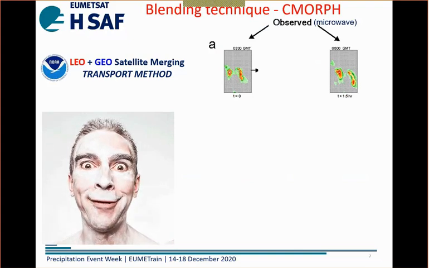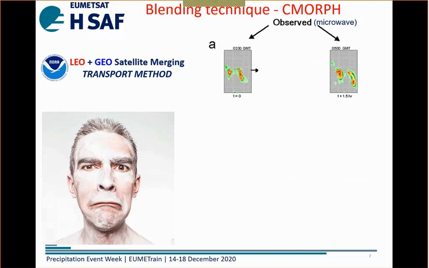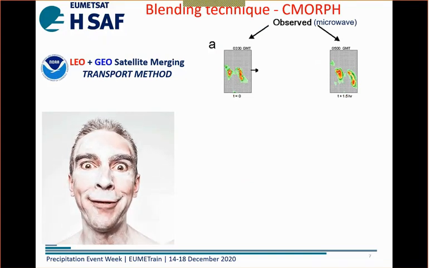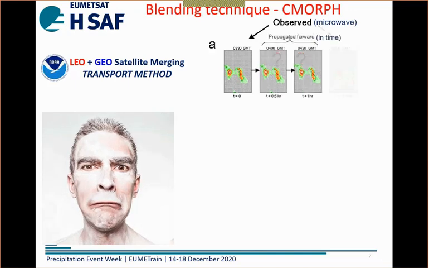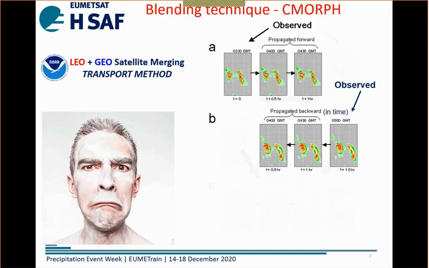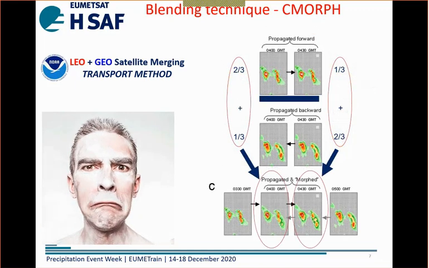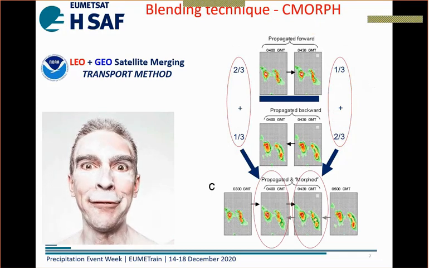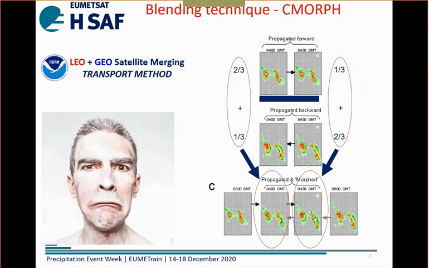So in this case, the CMORPH technique is based on the fact that we need to have 2 precipitation maps. And the geostationary satellite data are used to create a motion vector. So the first precipitation map is moved forward to the second one, and the second one is moved backward to the first one. Then a weighted mean is done between the created maps, and we can have the precipitation map in between the measured ones.